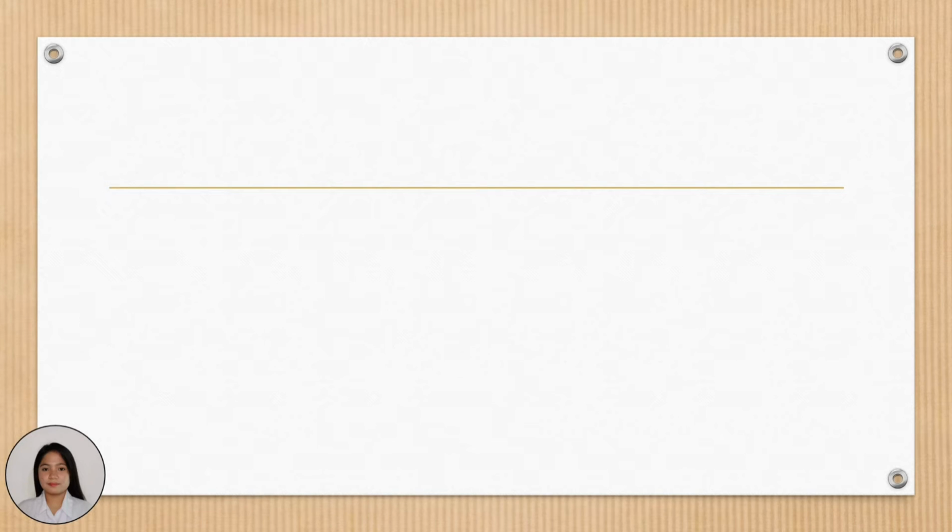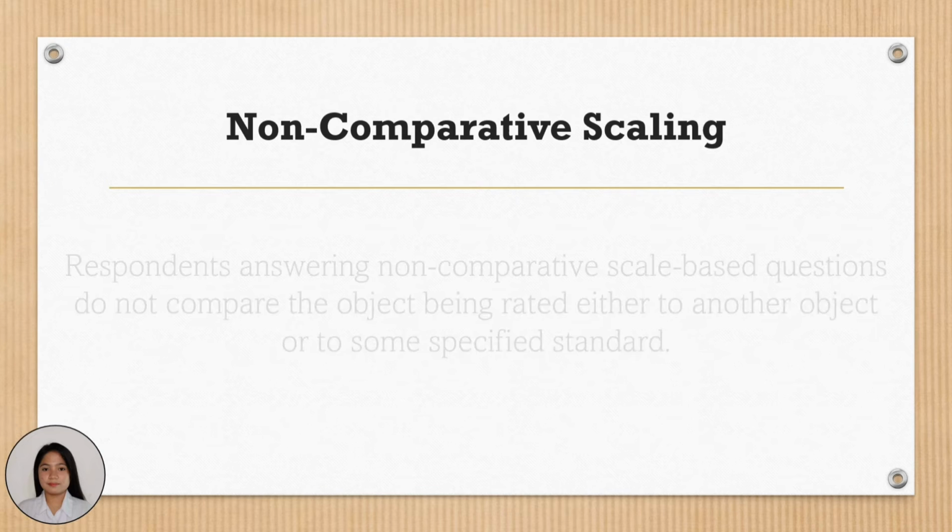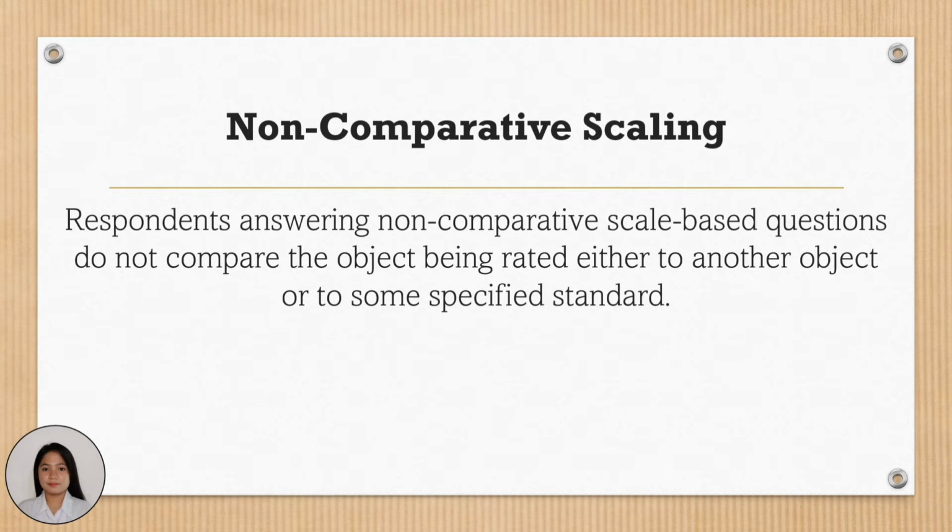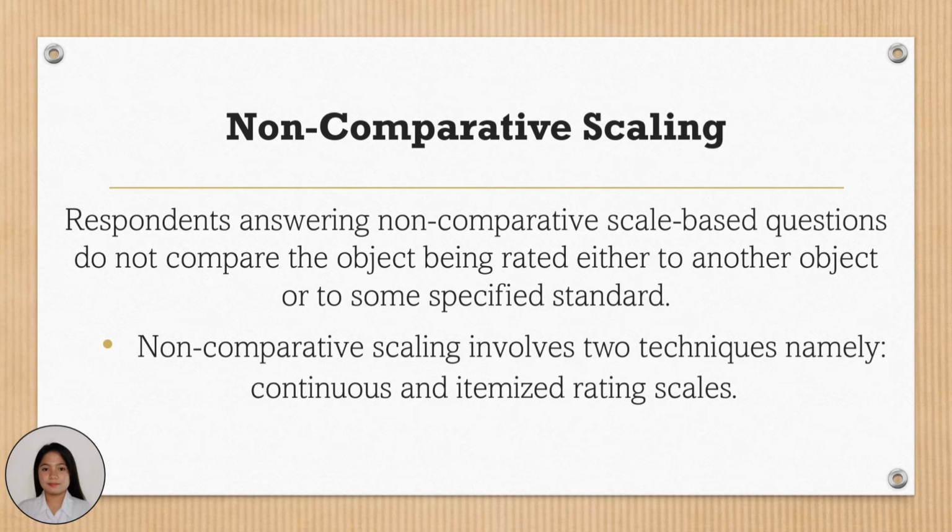Next is 5.7, the non-comparative scaling. Respondents answering non-comparative scale-based questions do not compare the object being weighted either to another object or to some specified standard. In non-comparative scaling, they evaluate only one object at a time. Non-comparative scaling involves two techniques, namely continuous and itemized rating scales. Itemized scales are further divided into Likert, semantic differential, and staple scale.